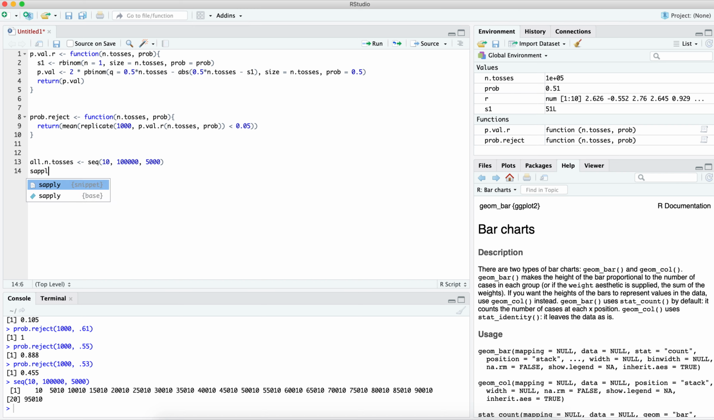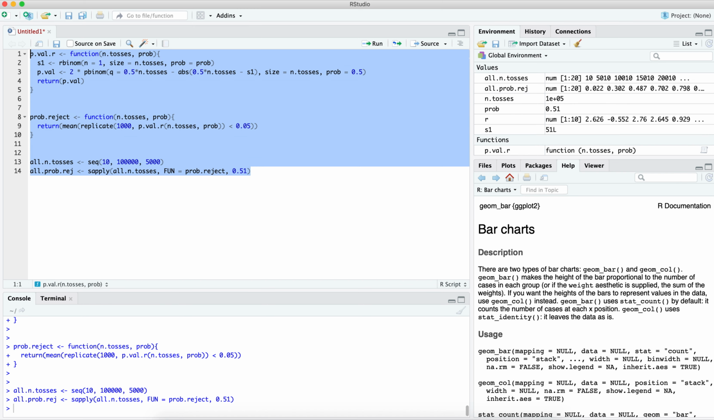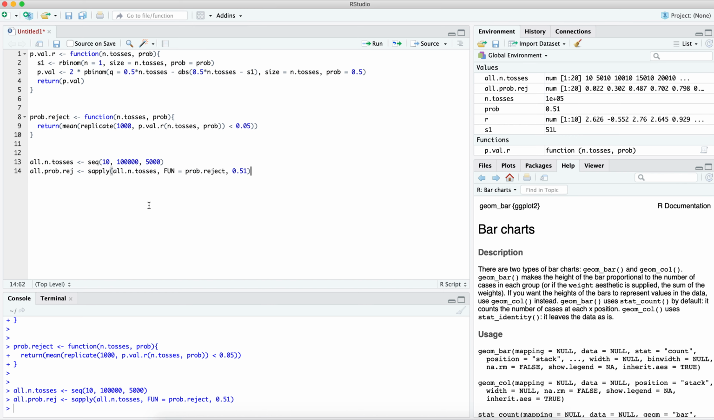And now say sapply over all n tosses. And then I'll say that the function is prob reject. And then I also need to supply the prob, so that's going to be 0.51. So every one of the all n tosses is going to be sent to n tosses here, and then 0.51 gets sent to prob, right? And we'll call this all prob reject, like this. So if we run it, we got the probabilities.